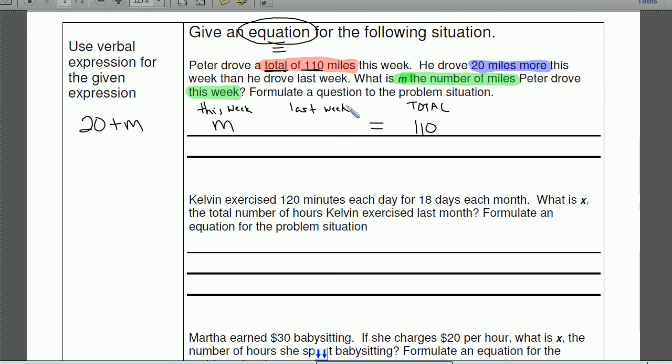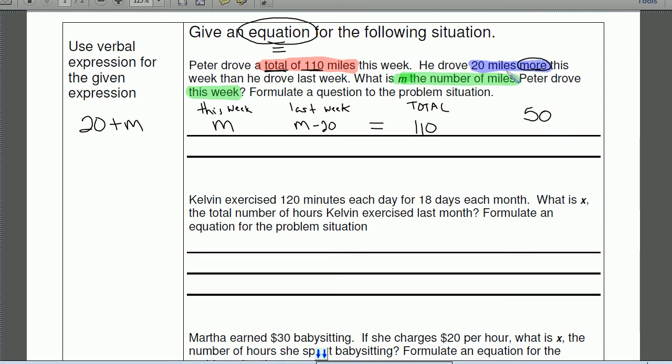So here they're kind of playing with us with the word, because the word they gave us was more, but they're talking about 20 miles more this week than last week. So we have to work backwards. Last week he drove fewer miles. So if m is the amount of miles this week, last week is going to have to be m, whatever m is, minus 20. Let's make sure we understand that. Okay. So, for example, let's say that this week he drove 50 miles.